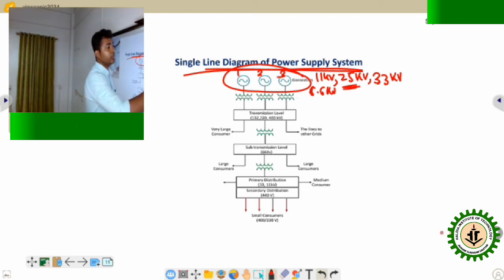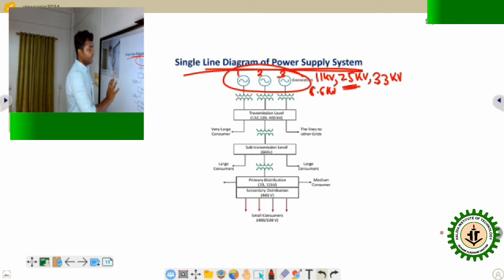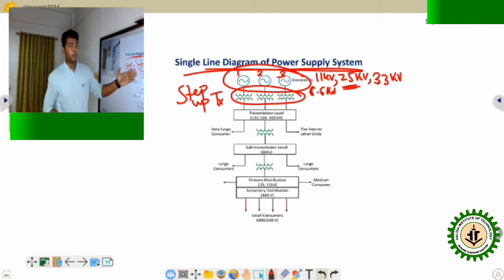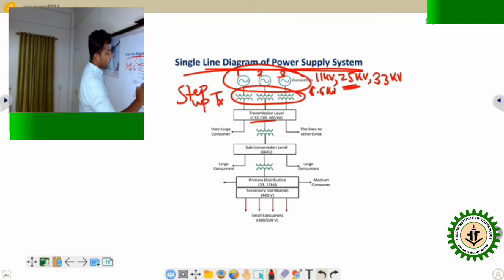Then after the generation of this voltage, there is a transformer. This is called a step up transformer. This step up transformer is used to step up the voltage from 11 kV or 33 kV to very high voltage or extra high voltage. And this voltage level is how much? 132 kV, 220 kV or 400 kV. So always after the generation, the voltage is stepped up.